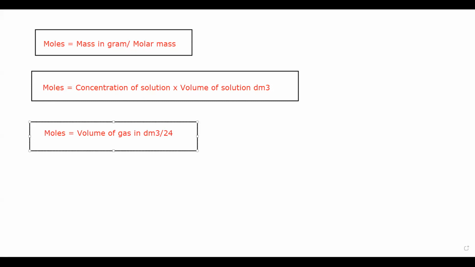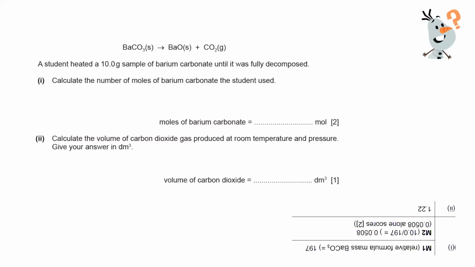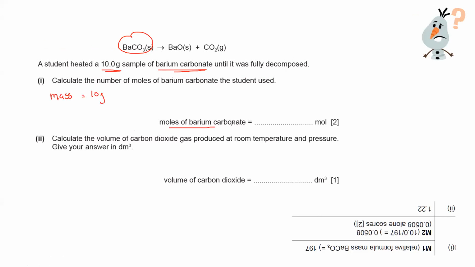So as you can see in this question, what is given to us, the equation is given, then the student heated 10 gram of barium carbonate. Which compound is barium carbonate, as we already discussed the formulas? So this is barium carbonate. So the student is having the mass of barium carbonate. What was the mass? That is 10 gram. And we need the moles.